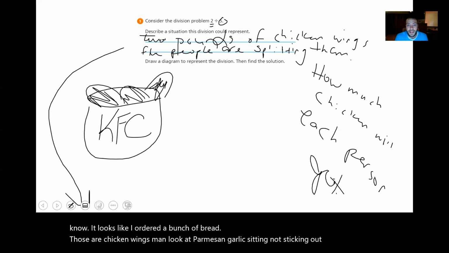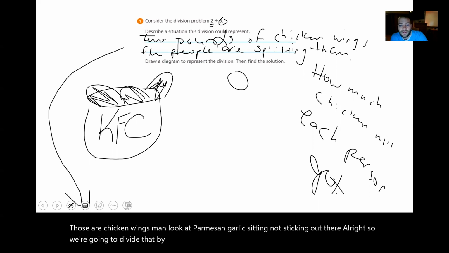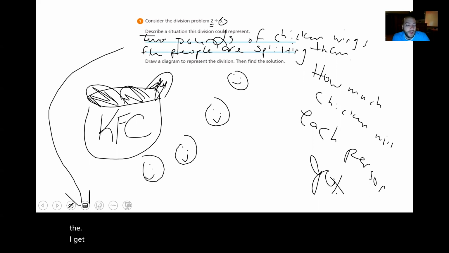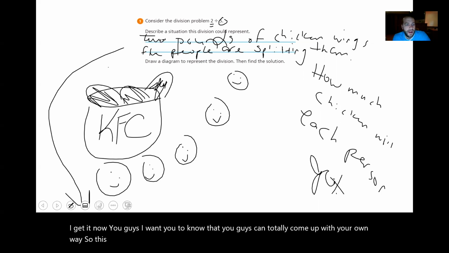All right, so we're going to divide that by 5 people. So I'm going to put 5 faces. Yay. I get to eat. I get to eat. Now, you guys, I want you to know that you guys can totally come up with your own way. So this is 2 pounds.